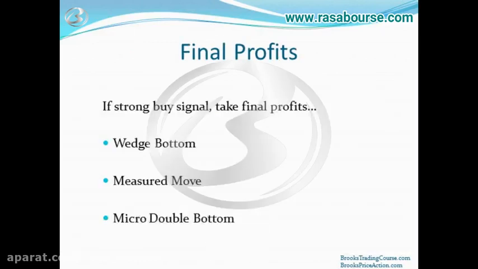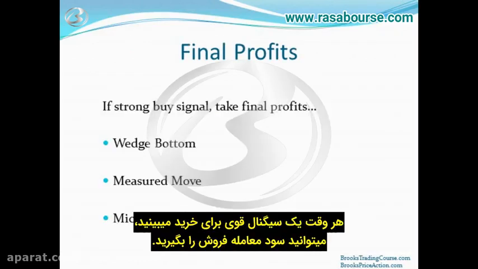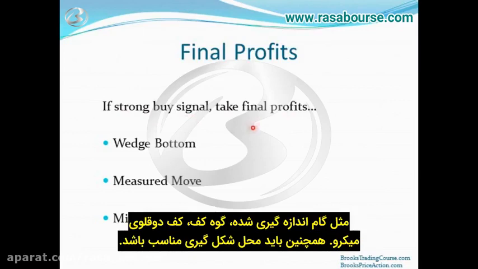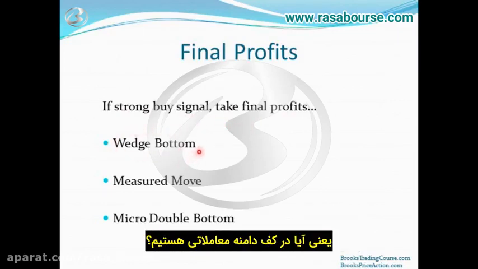Final profits. Anytime you see a strong buy signal, you take final profits on your shorts. What's a strong buy signal? Maybe a measured move down to a wedge bottom, maybe a micro double bottom. If the location is good, bottom of a trading range.